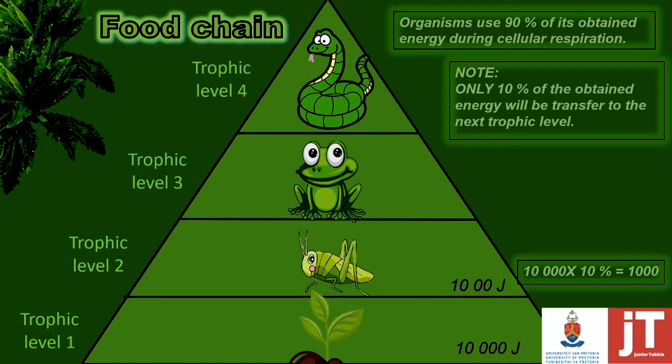And the math is quite easy. You're going to take 10,000 times 10%, which gives you 1,000 joules. Then what is transferred to trophic level number 3 is going to be 1,000 times 10% to give you 100 joules. And then so on, to get to trophic level number 4, where we have 10 joules, where it is 100 times 10%. It's very important to write J afterwards, as energy is measured in joules.